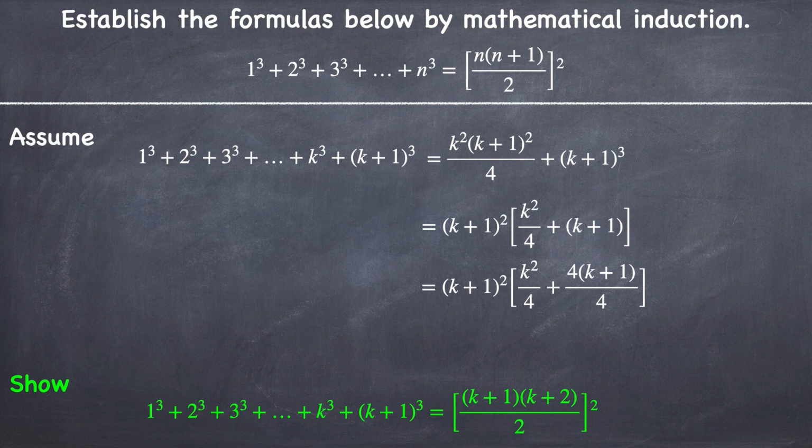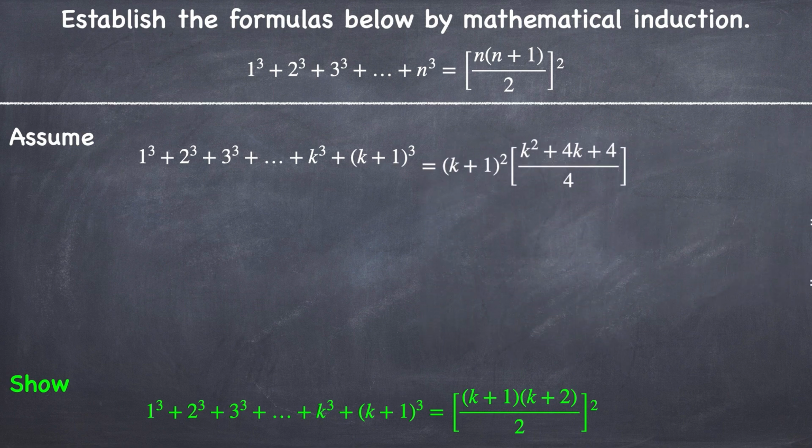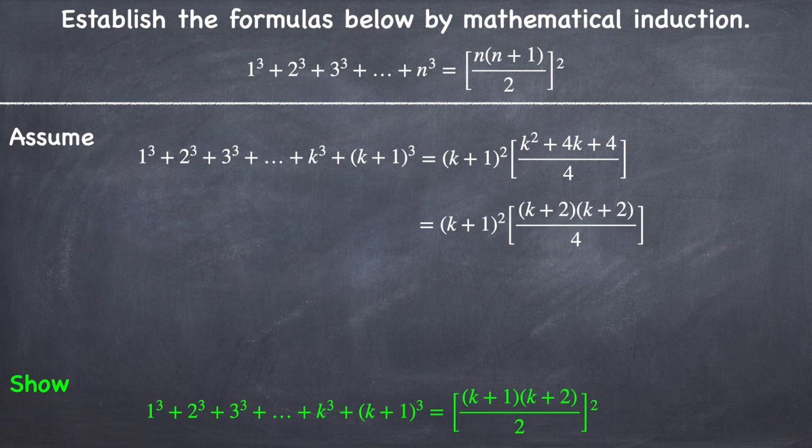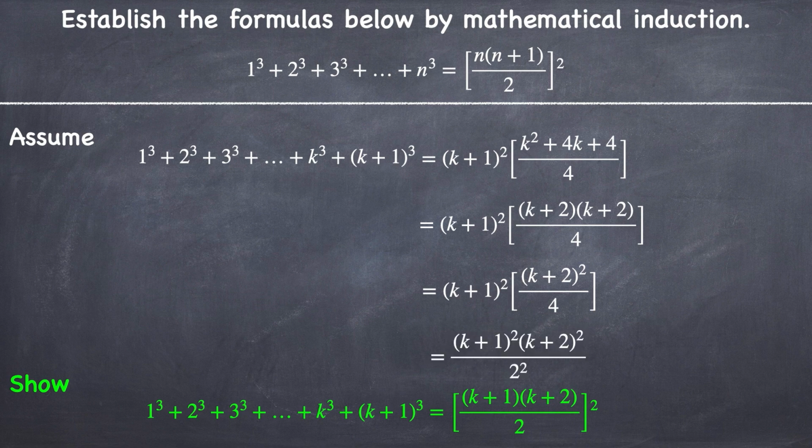So let's go ahead and combine these fractions, and when we combine these fractions, maybe now you start to see it. Where am I going to find a k plus 2 squared here? Well, I can factor this numerator, and it'll be k plus 2 multiplied by k plus 2, which we more commonly call k plus 2 squared, and all of a sudden, I'm right there. And by the mathematical induction theorem, this proves the formula for all values of n greater than or equal to 1.